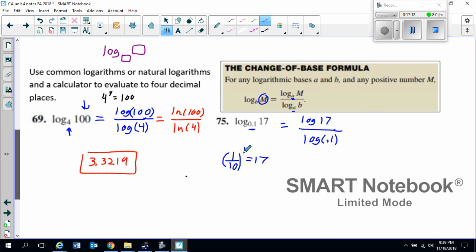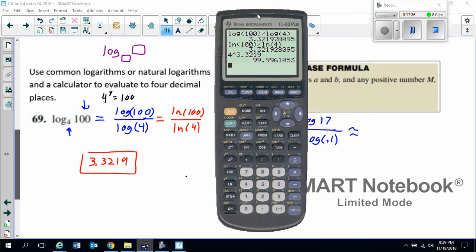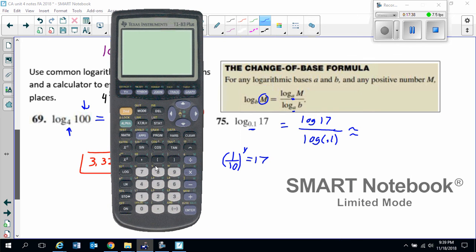So don't be surprised that our answer is going to come back negative, okay? Because 0.1 is the same thing as 1/10. If you're going to take that, make it become the reciprocal, and then somehow turn that into 17, our answer is going to have to be negative. So let's go ahead and do that. All right. So let's see, log of 17, make sure you close the parentheses, divided by log of 0.1, close that parentheses, and here we go.